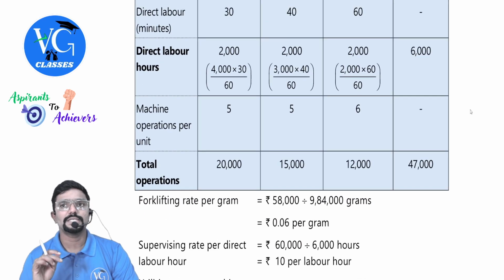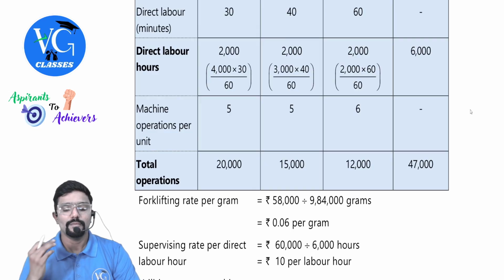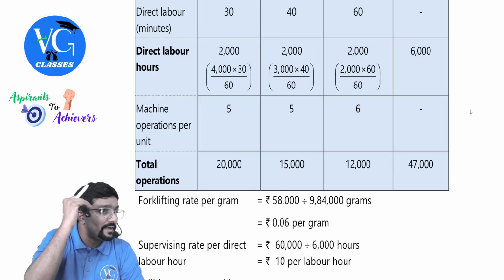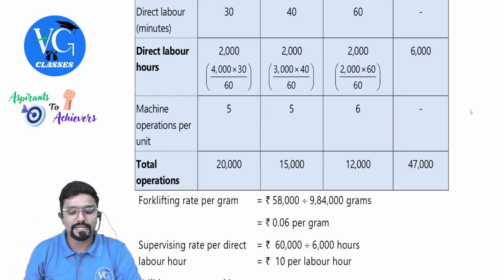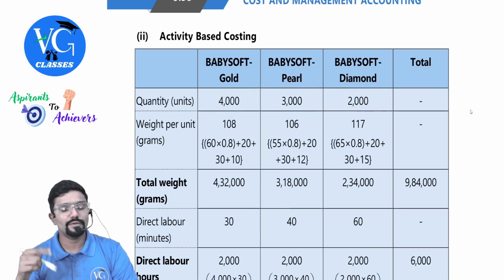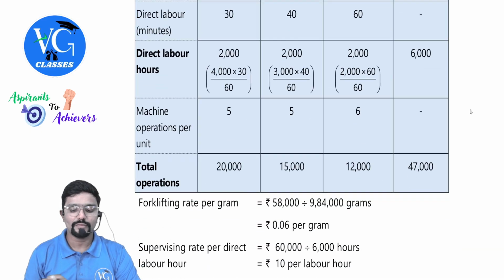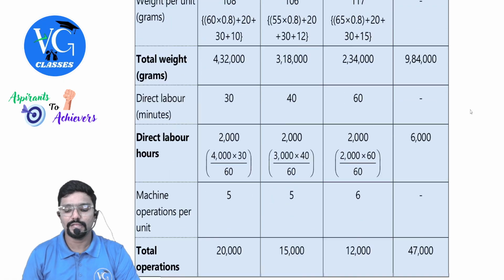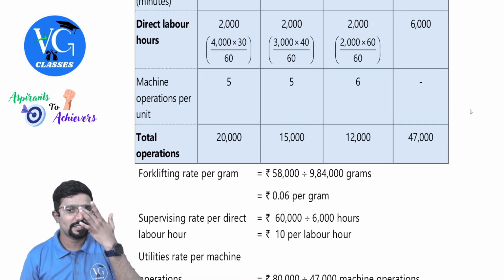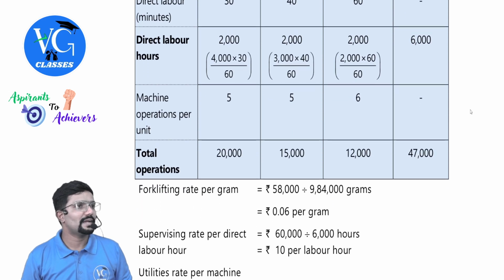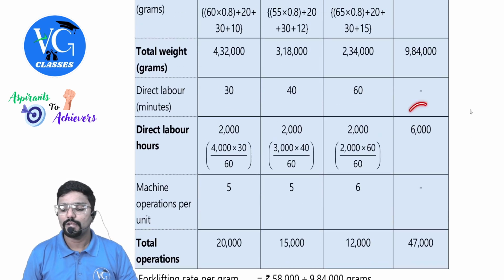Machine operations per unit, 5, 5, 6. They have given that below. Per unit itself, so multiply that with the number of units: 5 into 4,000 is 20,000, 5 into 3,000 is 15,000, 6 into 2,000 is 12,000. Clear? Now we got the total.